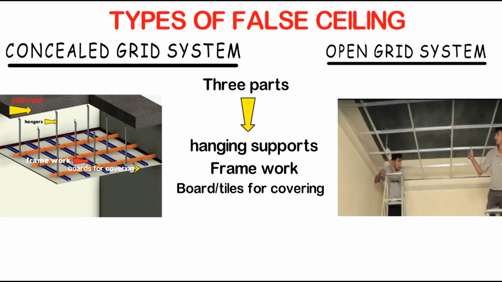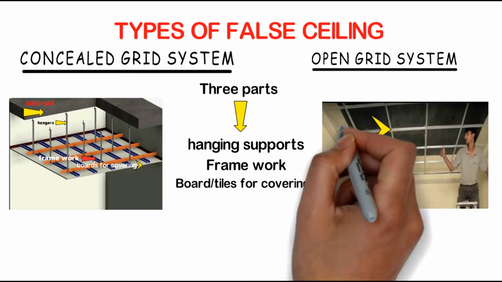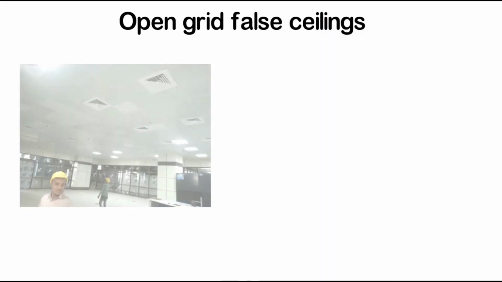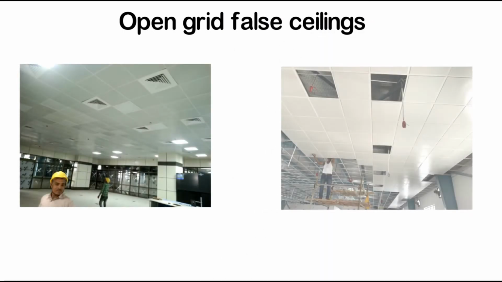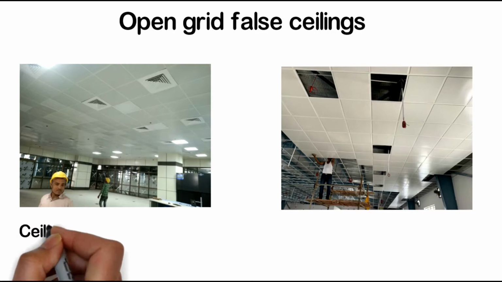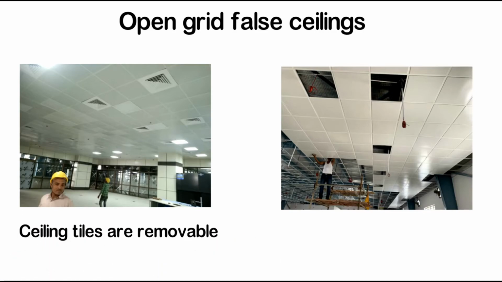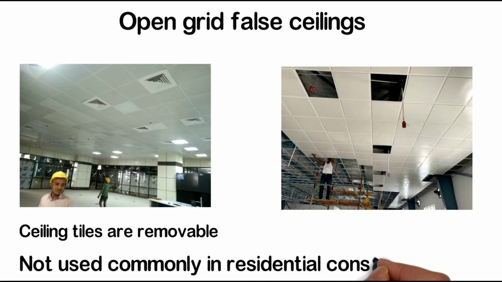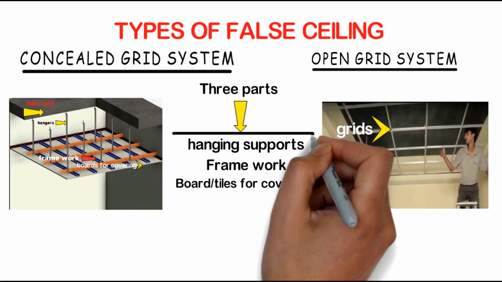Next is the open grid system. It is simply that the grid will be visible from inside the room. The open grid false ceiling is very easy to install. It is just tiles. You simply put the tiles in the cross T's and main T's. It's not commonly used in residential construction.